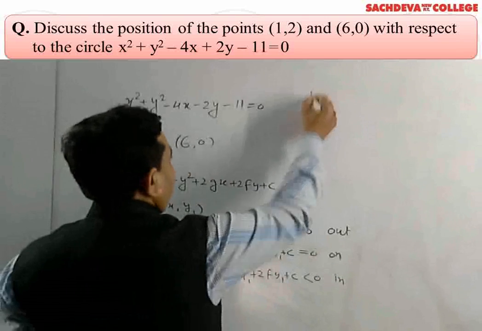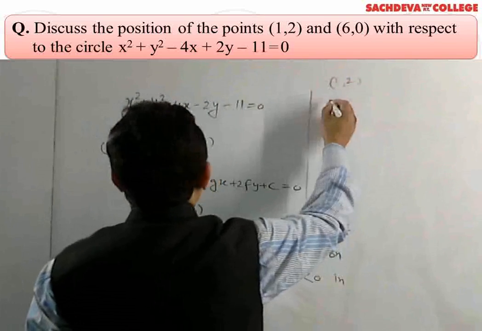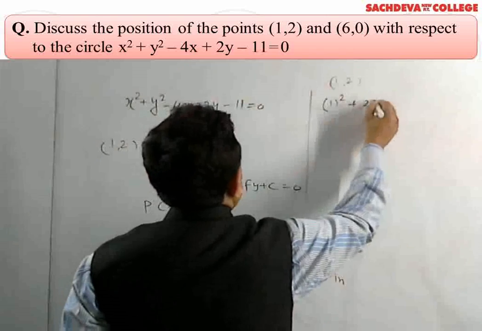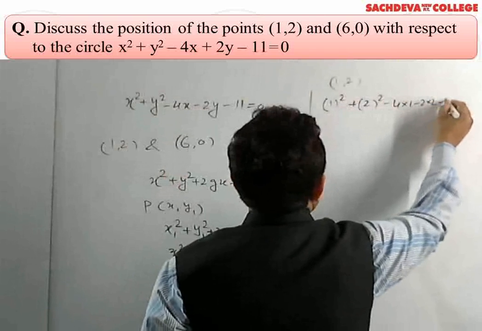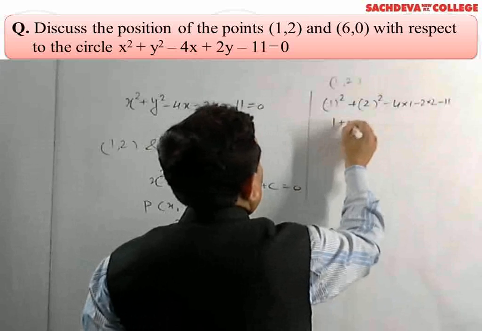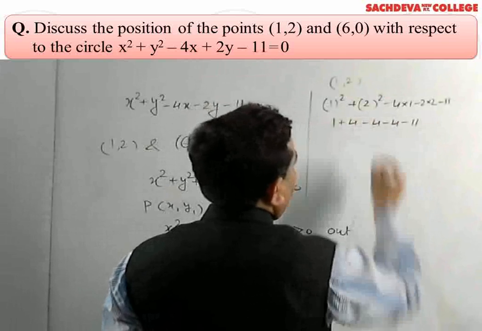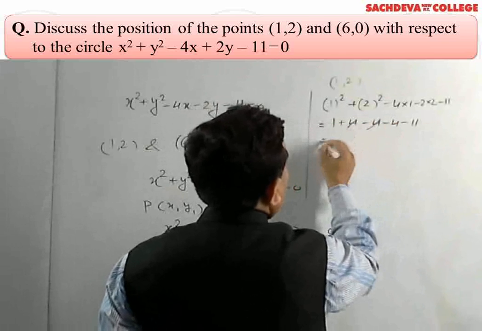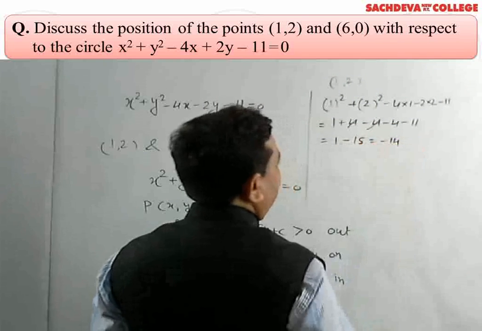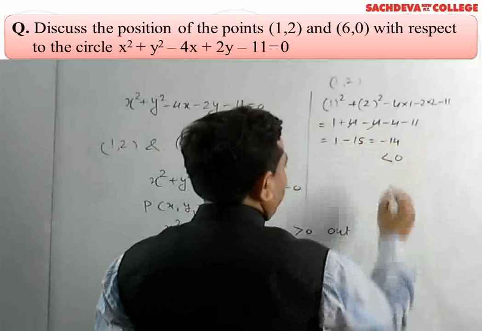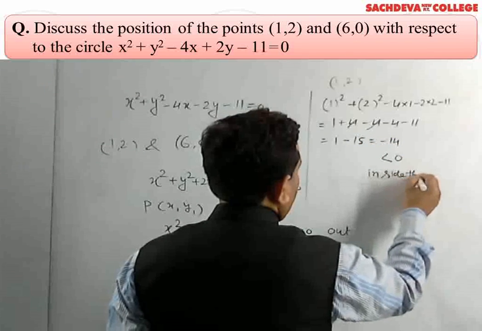So first we check point (1, 2). If we put (1, 2) in the given equation, then we find 1 square plus 2 square minus 4 into 1 minus 2 into 2 minus 11, or 1 plus 4 minus 4 minus 4 minus 11, this cancels by this, or 1 minus 15 is equal to minus 14. It means the result is less than 0 here, so the point lies inside the circle. This point lies inside the circle.